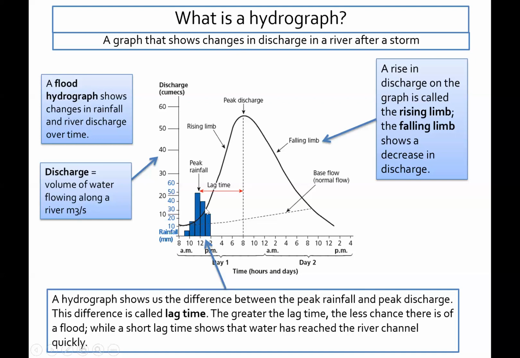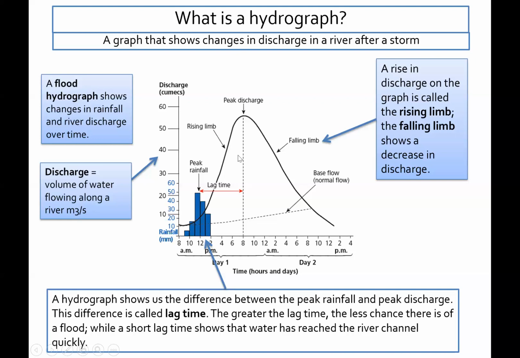If a hydrograph had, say, I don't know, 12, 14 hours between the peak rainfall and the peak discharge, and quite a low peak discharge, it would be less likely to flood. And those factors we looked at last lesson, so the physical and human factors, deforestation, agriculture, intensity of rain, they affect how quickly water gets into the river.